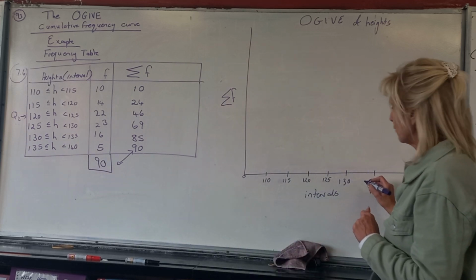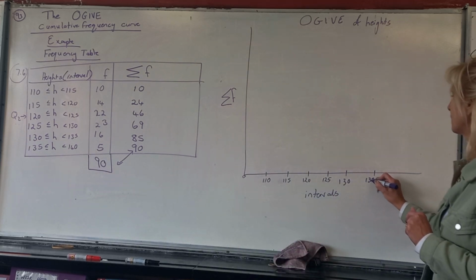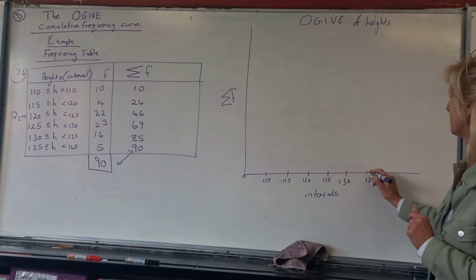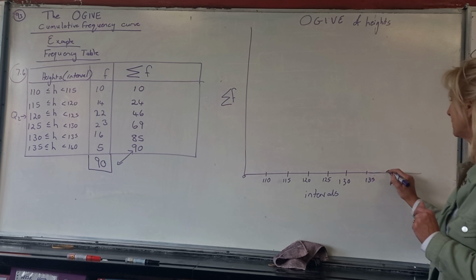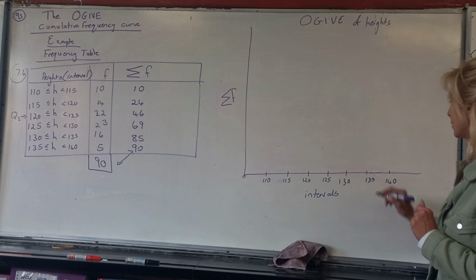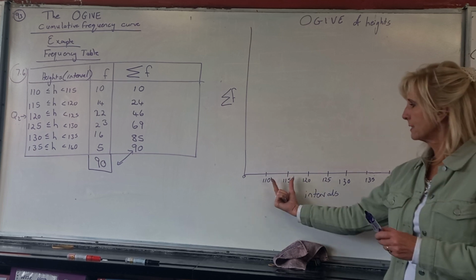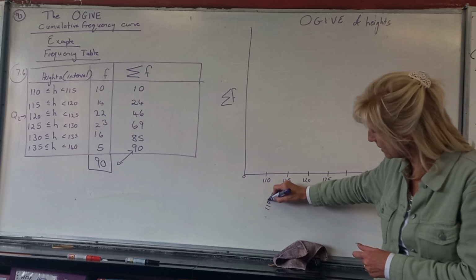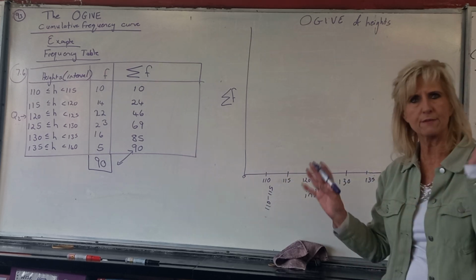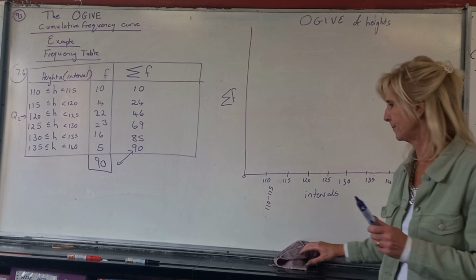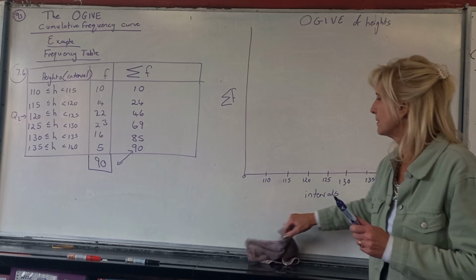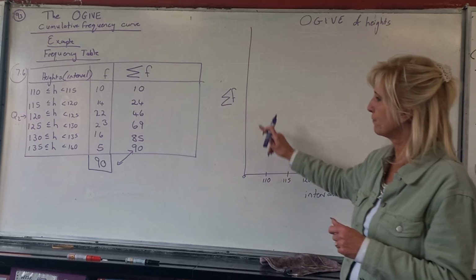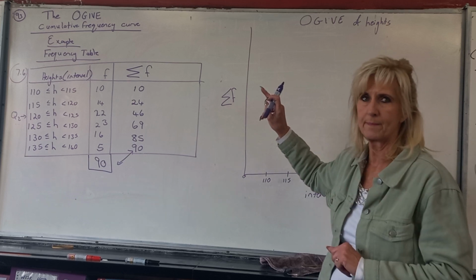Alright, so then we get to 130. I need to get to 140, right? Oopsie, that one seems a little bit long for me. Remember, please use your scale and please use a ruler. 40, like that. So there's my intervals. Do you see that? Some people will maybe even write here 110 to 115. And that's fine. You'll see different stuff happening. So there's my intervals, and now I need to go for the cumulative frequency, which is going to stop where? At 90.